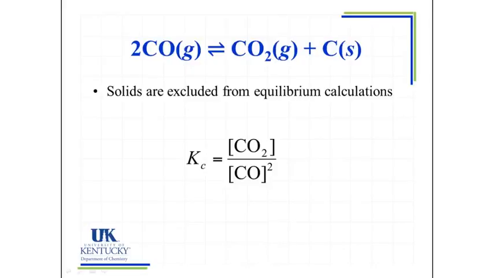So here's an example. I have 2 carbon monoxide going to carbon dioxide plus carbon solid. In this case, my solid is one of my products, and I don't include that in the equilibrium expression. I write the concentration of CO2, again, no power because my coefficient is 1, over the concentration of carbon monoxide to the second power because my coefficient is 2. Note also that I've added a subscript here to the K value, and so C stands for concentration.